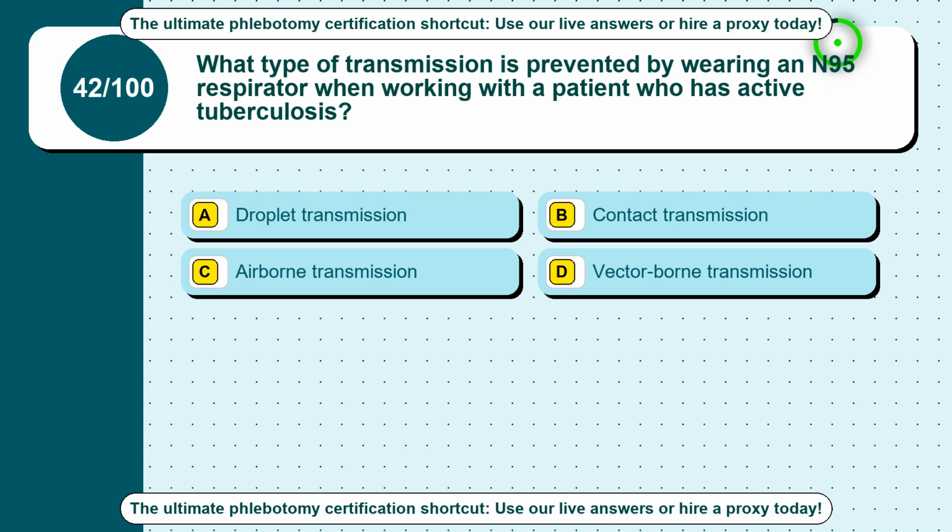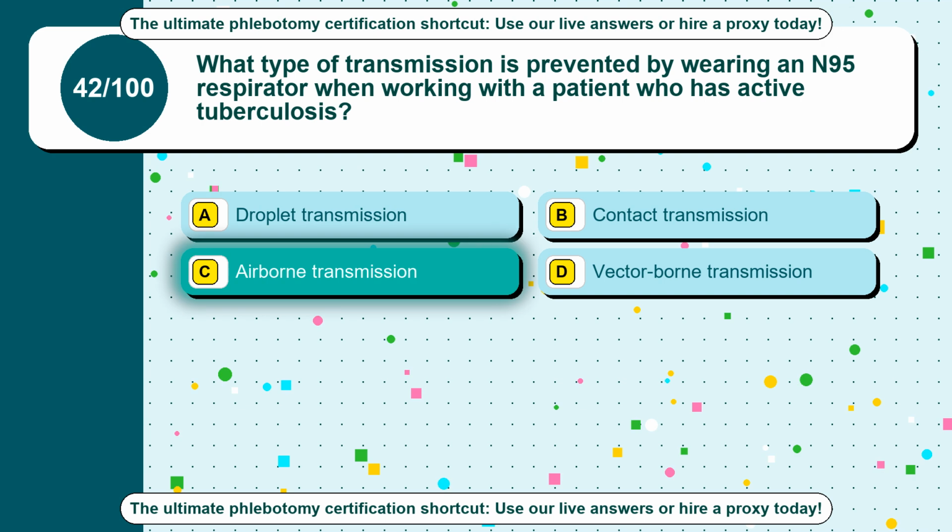Question 42. What type of transmission is prevented by wearing an N95 respirator when working with a patient who has active tuberculosis? Option A. Droplet transmission. Option B. Contact transmission. Option C. Airborne transmission. Option D. Vector-borne transmission.